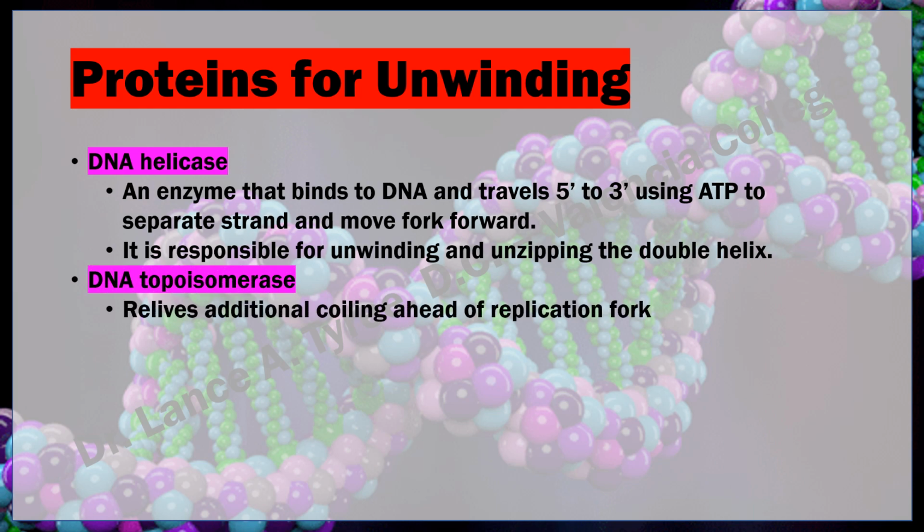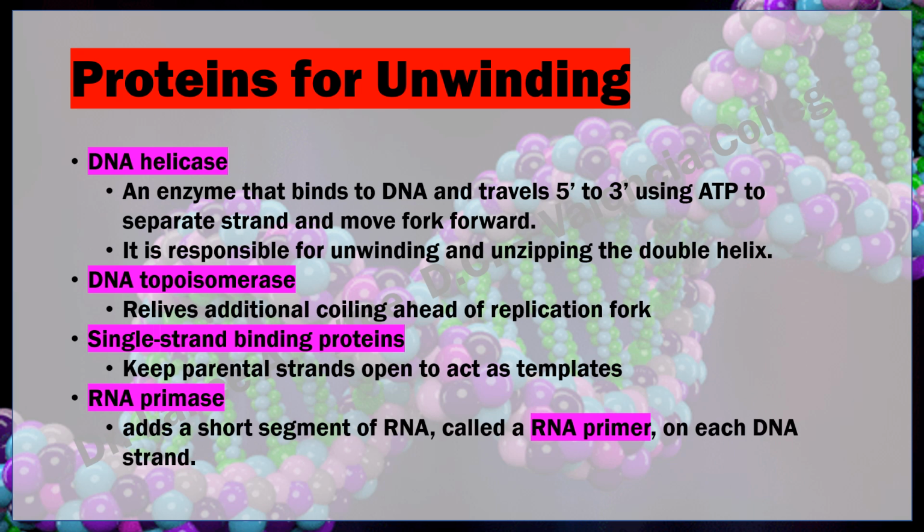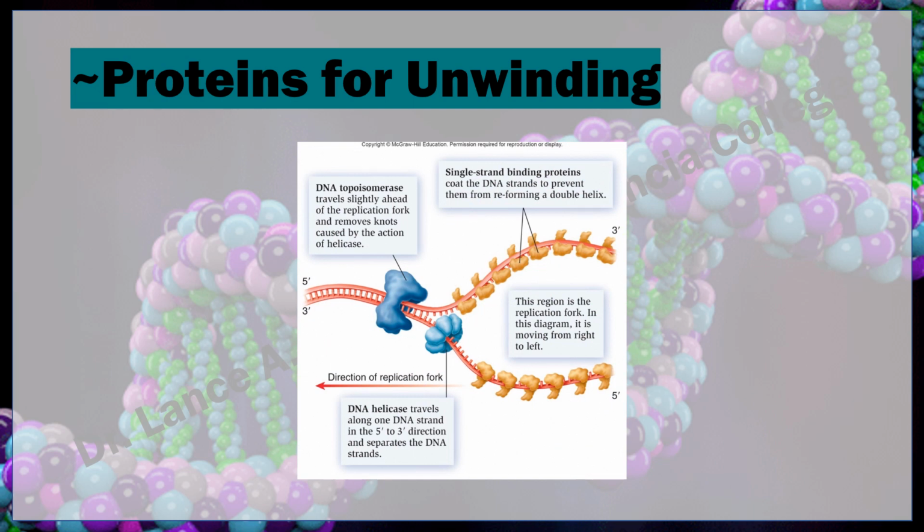We have DNA topoisomerase, I'm not sure how to pronounce that, so I'm sorry. This relieves additional coiling ahead of the replication fork. And we have a single strand binding protein, which keeps parental strands open to act as the templates. We have RNA primase, which adds a short segment of RNA called an RNA primer on each DNA strand. Here we have a diagram showing what each one of those does. It'll make a lot more sense when I show you the videos at the end of this segment.